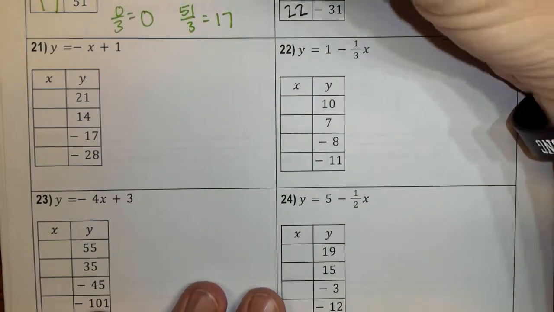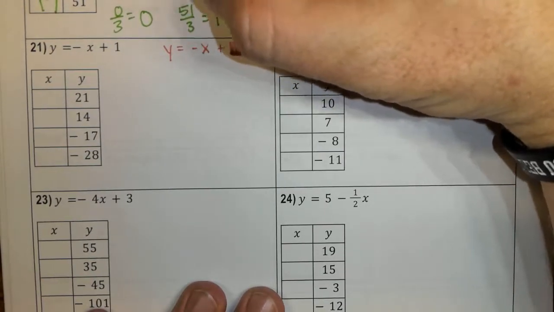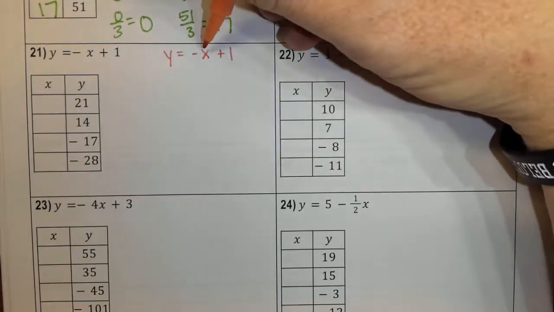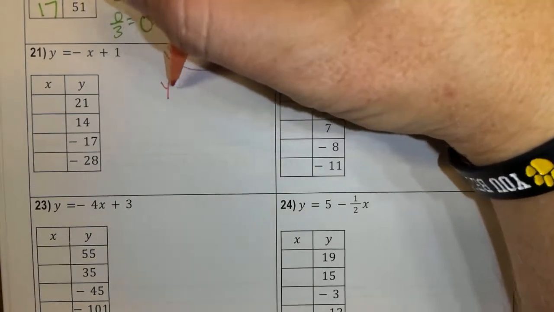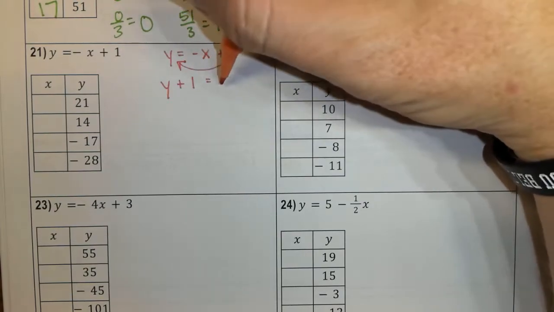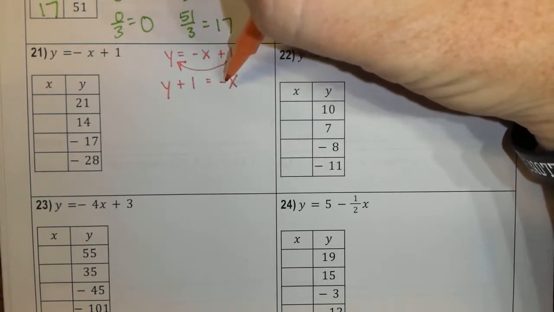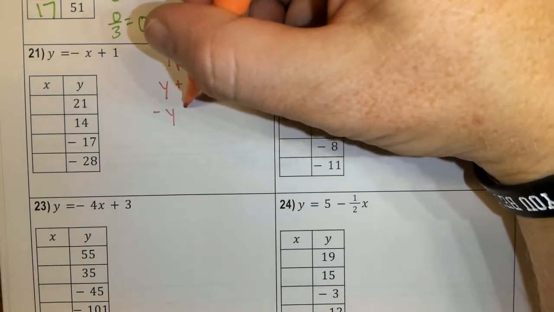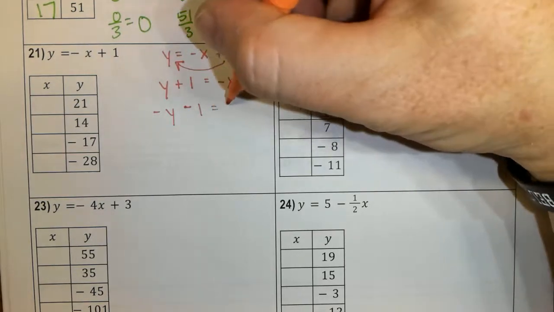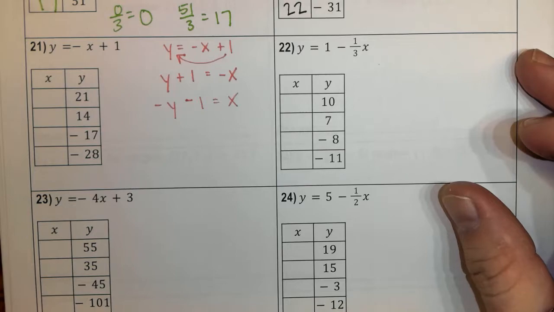All right, 21, I'm going to solve. So I have y equals negative x plus 1. Okay, if I want x, that means I'm going to move the 1 over here. So I have y plus 1 equals negative x. And because I have negative x, I'm going to flip all my signs. So I have negative y minus 1 equals x. Wow, I almost wrote plus. All right, I got close.